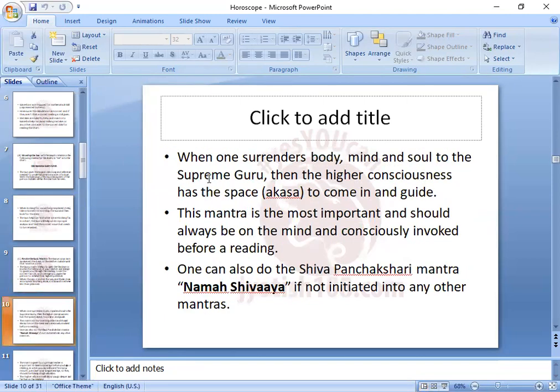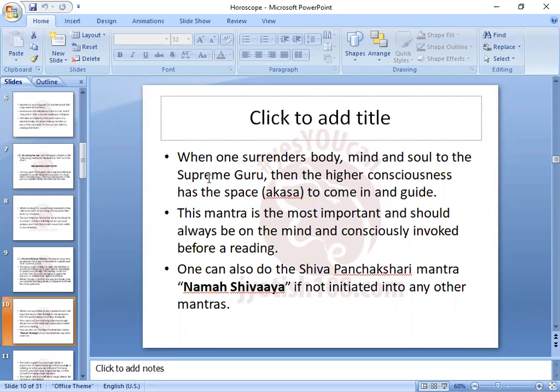When one surrenders body, mind, and soul to the Supreme Guru, then the higher consciousness has the space, or akasha, to come in and guide. So the akasha tattva is very, very important to receive guidance. As a practicing astrologer, it is very important that your akasha tattva is unafflicted. This mantra is the most important and should always be on your mind and consciously invoked before a reading. Even if you forget to recite the Ganesha Mantra or the Surya Mantra, the Guru Mantra is the most important.